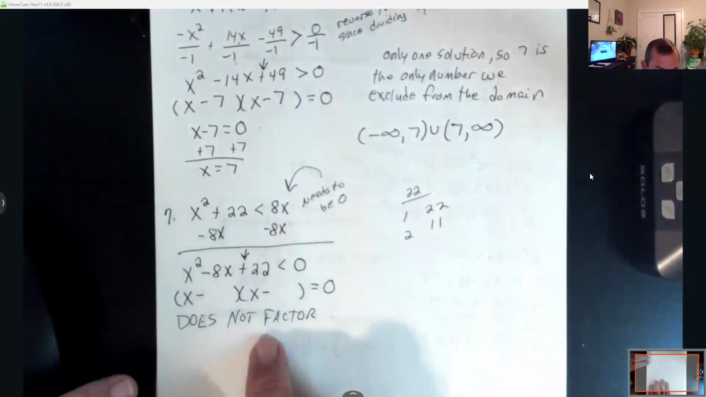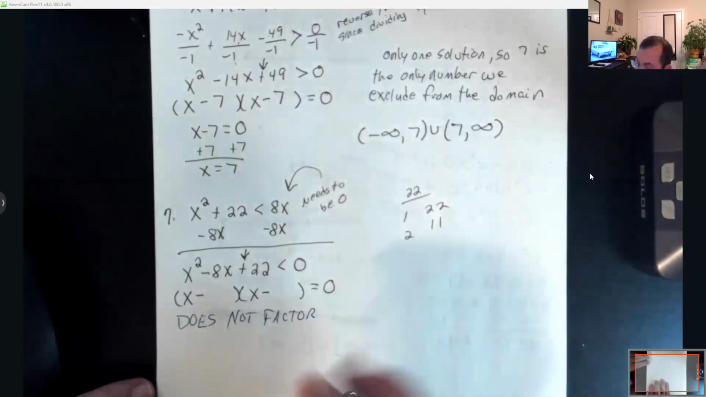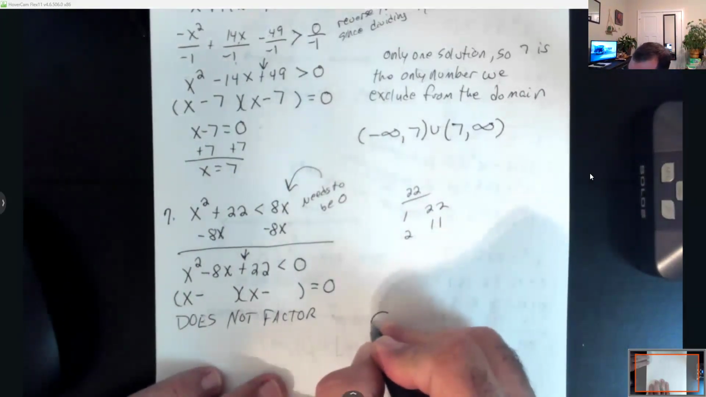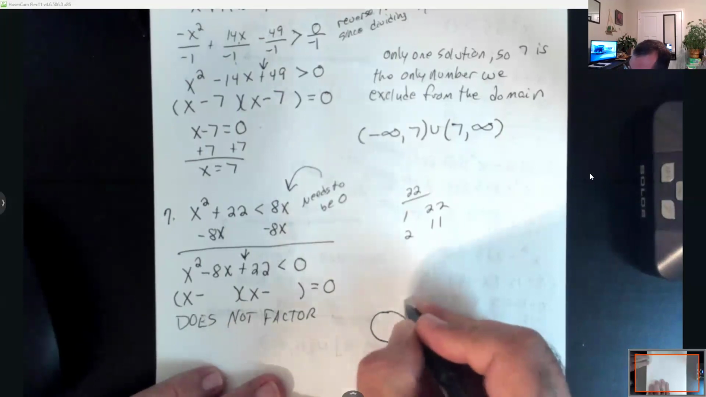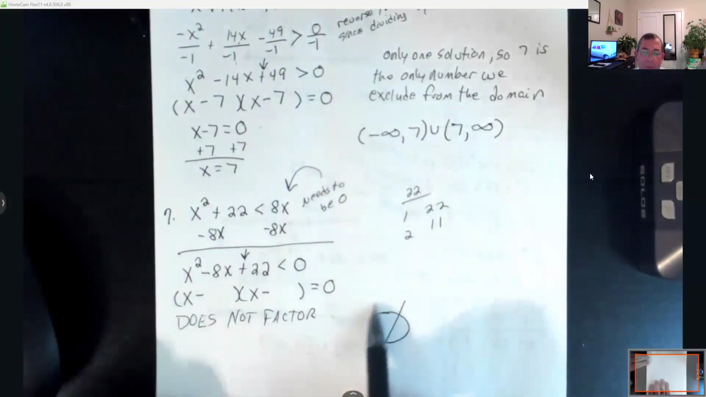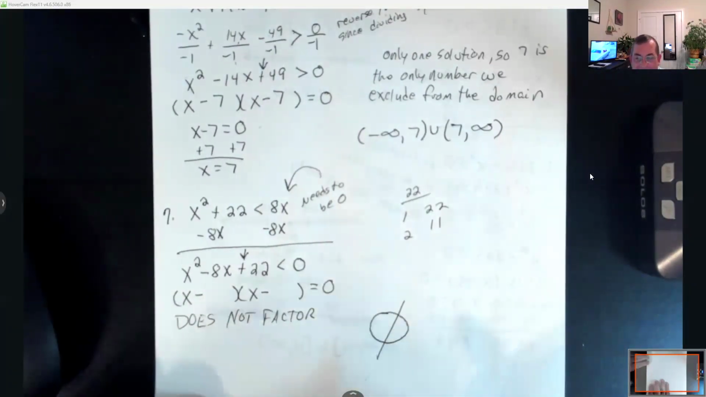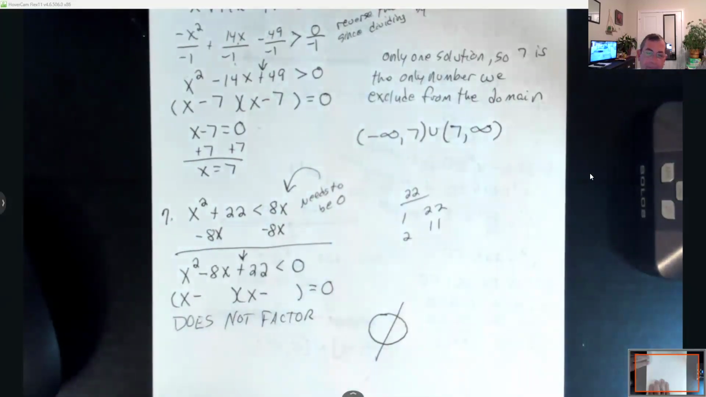So since it does not factor, that means it's a no solution. And y'all remember, no solution on MATLAB is going to be a circle with a line through it. Okay?